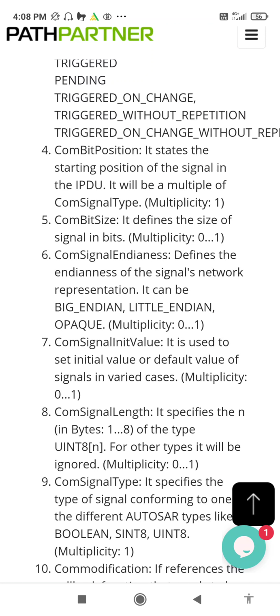Multiplicity 0..1. COM signal initial value. It is used to set initial value or default value of signals in varied cases. Multiplicity 0..1. COM signal length. It specifies the n in bytes, 1 to 8, of the type UINT8_N. For other types it will be ignored. Multiplicity 0..1. COM signal type. It specifies the type of signal conforming to one of the different AUTOSAR types like BOOLEAN, SINT8, UINT8.